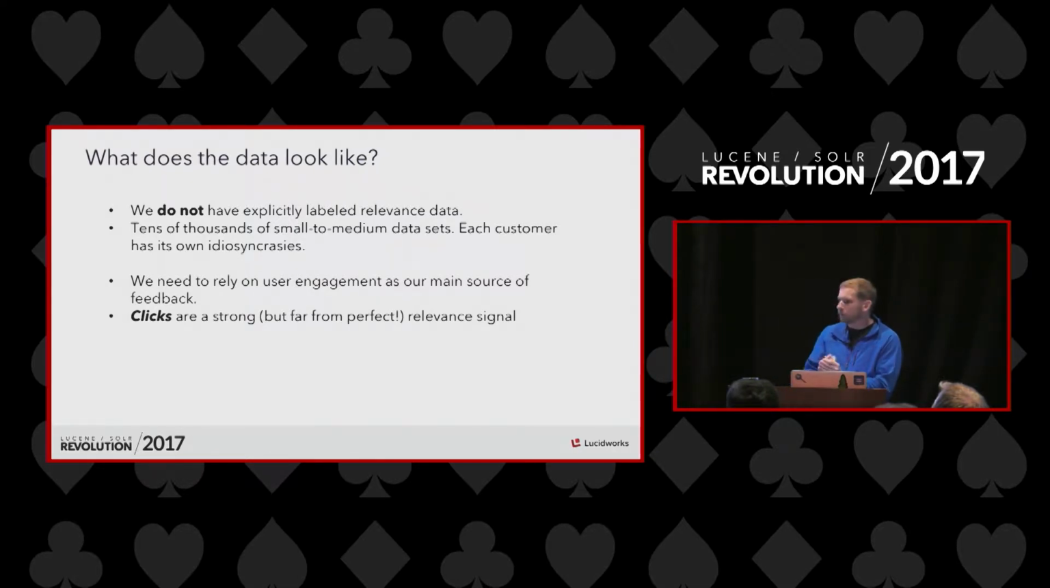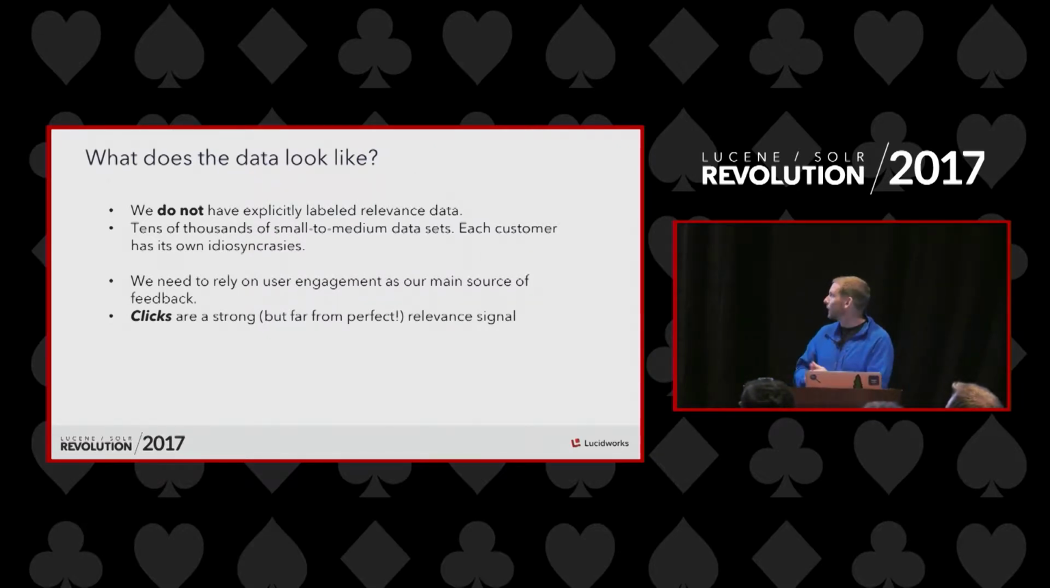Okay, so we know what we want to make better, the RMRR. And the next question is, what tools do we have? So what data do we have to look at? I want to make this super clear. We do not have labeled data. So we can't get relevance labels. We can't get domain experts to look at the documents and say yes or no, this is relevant.